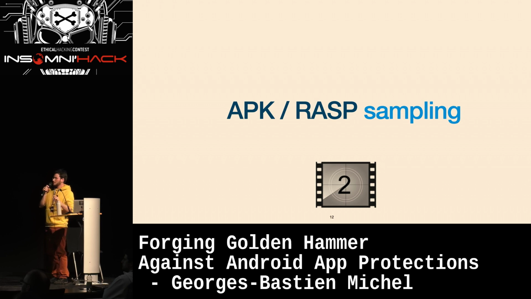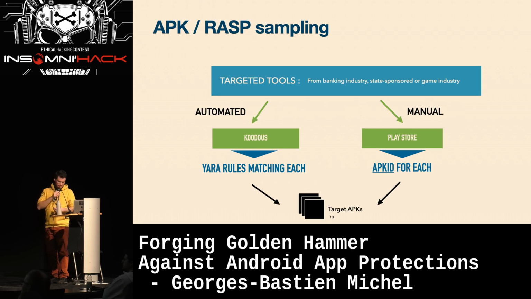Okay. So now I will talk about how we sampled some target applications and the RASP. So we selected industrial grade and certified RASP, such as you can find on EMVCo certified protection tools. For each, we reversed some of the native libraries packed with protected applications in order to identify and write Yara rules for each. And we deploy such rules on Koodous in order to automate the sampling of APKs.